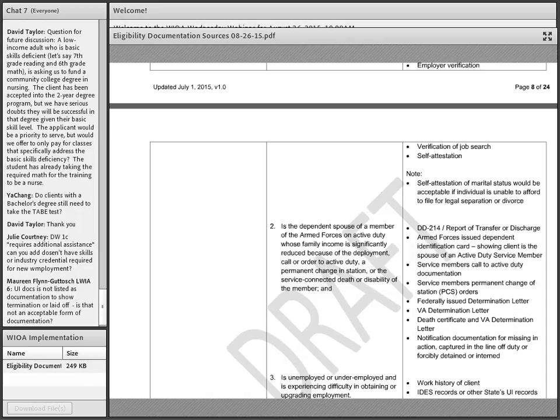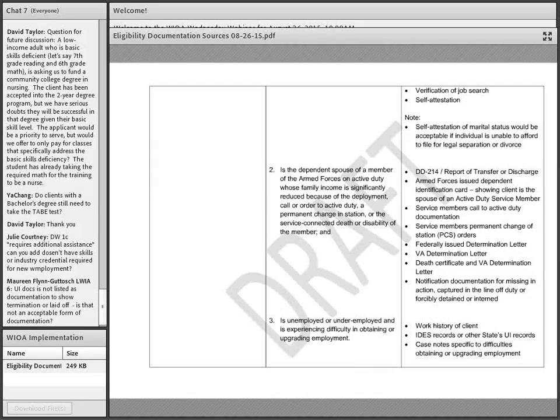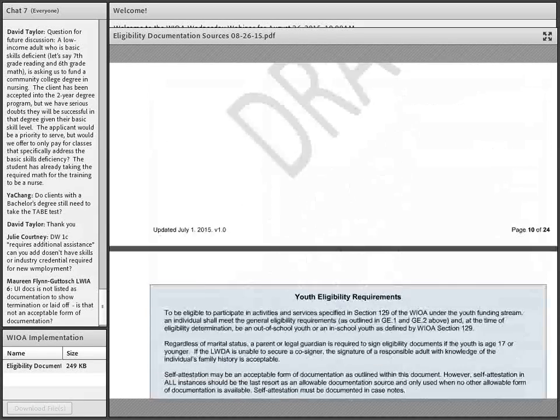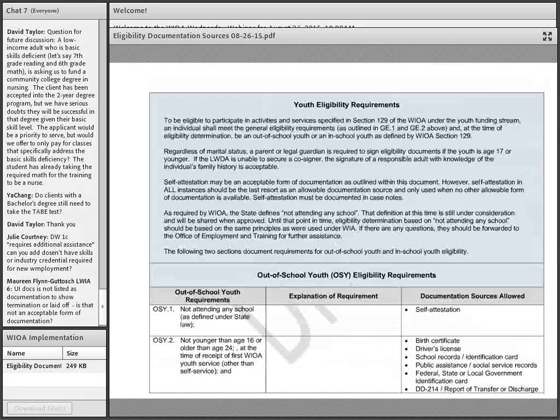So with that, we'll move on unless there are other questions related to dislocated worker. The youth eligibility section is quite extensive. We have a couple more clarifying sentences at the top there. You can all read those. I don't want to read those for you.